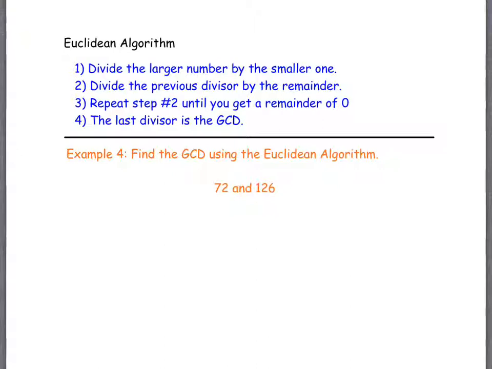So let's do the first step because you understood what that meant. Divide the larger number by the smaller one. Everybody understood that just fine, right? No problems there. Larger number, 126. Smaller number, 72. Got that. How many times will 72 go into 126? Once. It goes in one time, and we subtract the 72. What's my remainder?